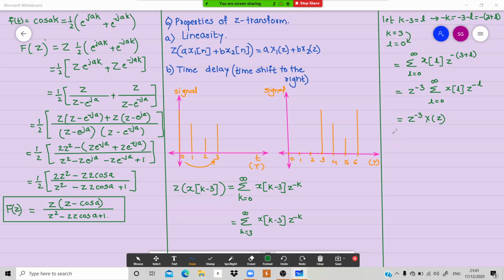Yes. So keep in your mind, whenever you are shifting any signal towards the right, you are going to have Z raised to that particular value multiplied by the Z transform of that function. So if I want to generalize, the Z transform of any function which is shifted by, let us say, n instances towards the right, very important thing, then you are going to have Z raised to minus n, correct, multiplied by the Z transform of that function.